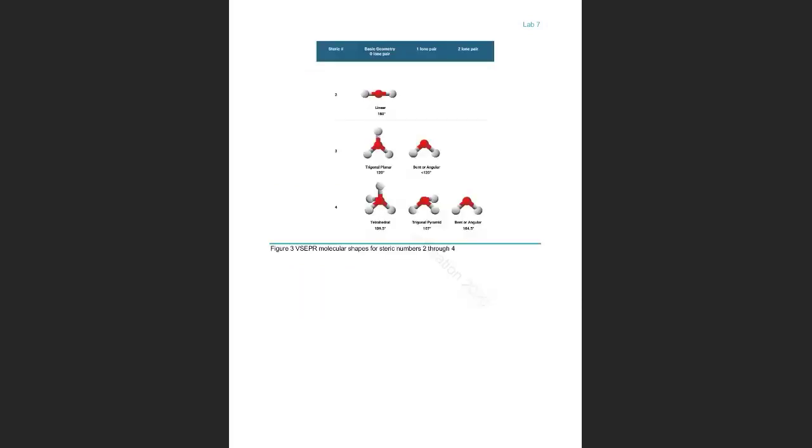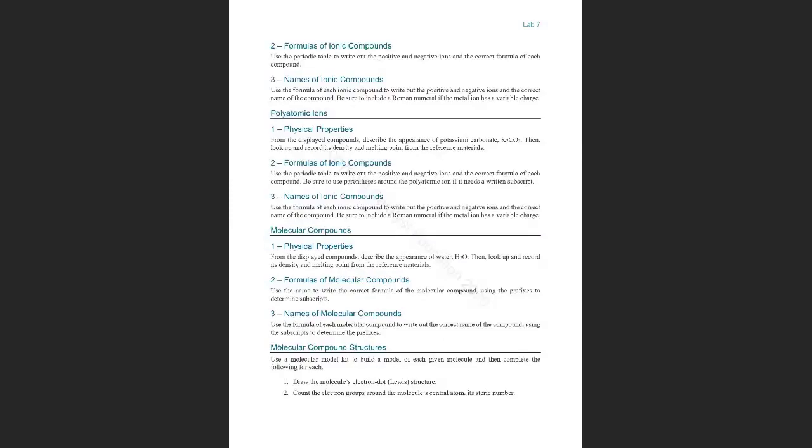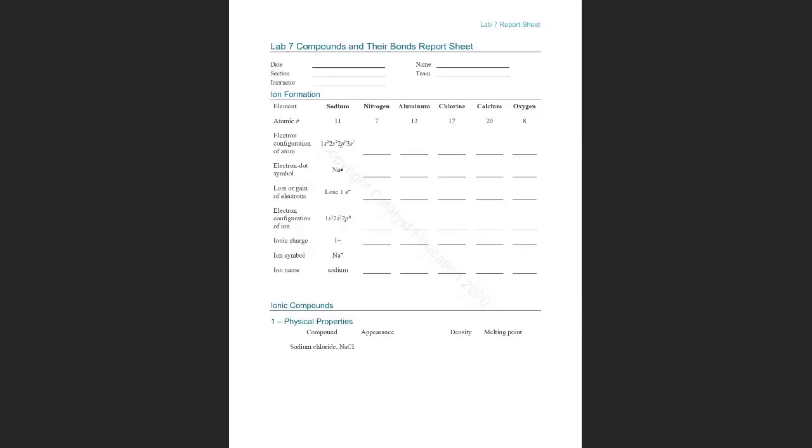Let's go ahead and skip ahead to the actual lab itself. In the lab, this is on page 13 of the lab form. This is the first thing that you need to complete on the lab, and you have to download or copy this table, this ion formation table that you're seeing right here.